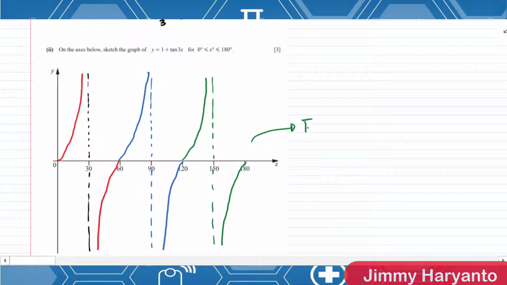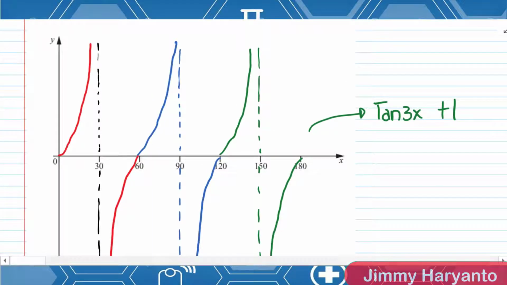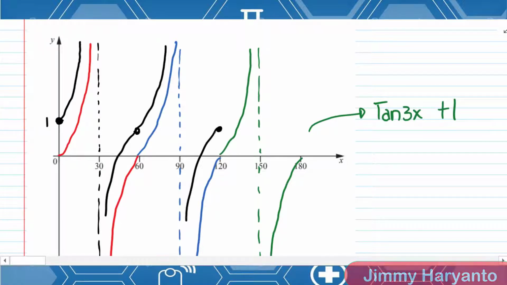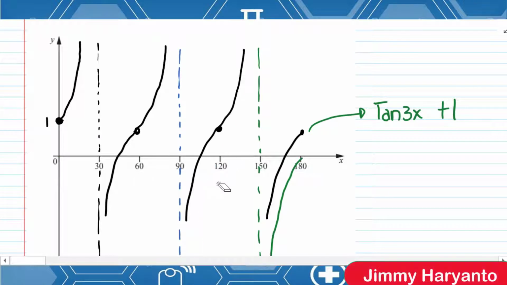This is only tan 3x so far. Don't forget we have plus 1 right there, so we have to move it one step upwards. It will be like this. One step upwards, it will be like this and like this. One step upwards will be like this and like this. One step upwards will be like this. And then after that, we can erase the previous one. Okay, so this is tan 3x plus 1.